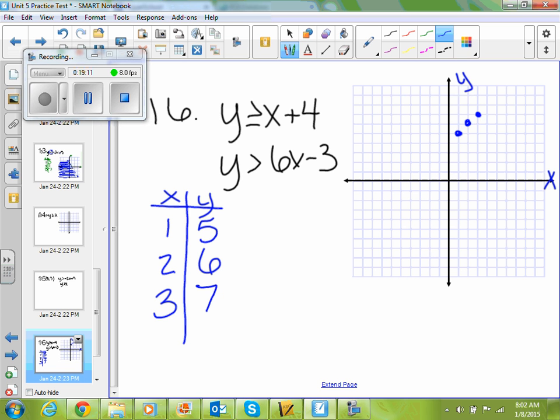I then need to look at my inequality to decide which type of line I'm going to have. Since it is greater than or equal to, because it includes that line underneath, it's going to be a solid line. And then since it is a greater than graph, we are going to shade above.